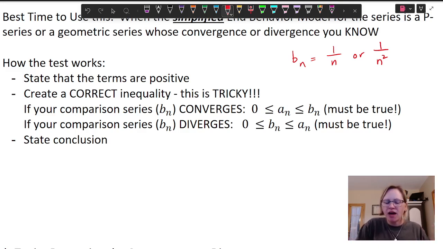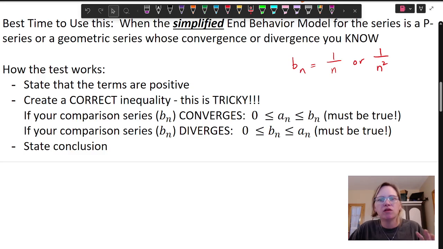In general, if you have something that is almost the harmonic series, it's probably going to diverge. When I say almost the harmonic series, I mean like 1 over 2n or 1 over 2n plus 1 or something like that. That's going to be really similar to the harmonic series, and you're going to want to compare to the harmonic series. Another situation is if you have something like n squared, or if the end behavior model simplifies to the harmonic series or to a p-series or to a geometric series or to something that you know what's going on with, that's when you want to do this direct comparison.